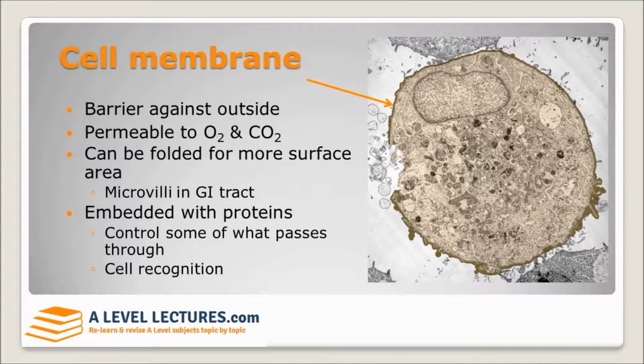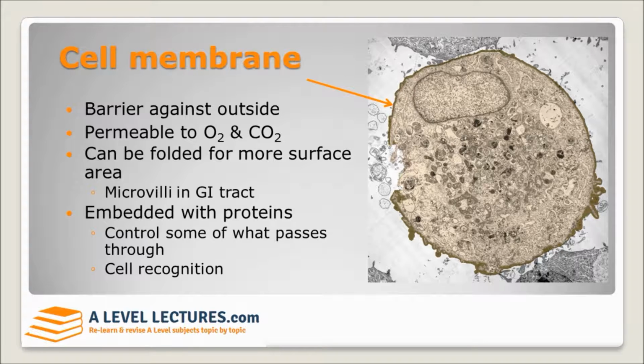So there are some things that will freely cross the cell membrane, so things like oxygen and carbon dioxide. The gases usually can travel in and out depending on their concentration gradient. And water is pretty much permeable as well.